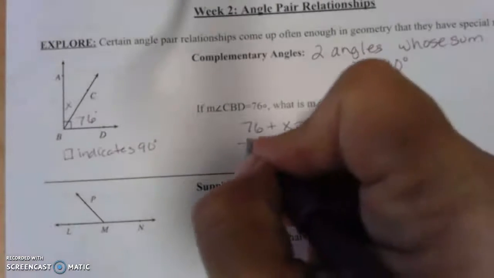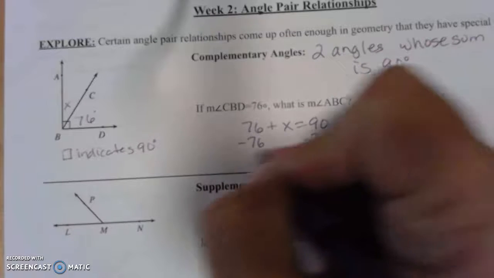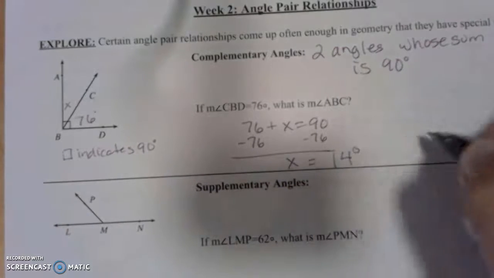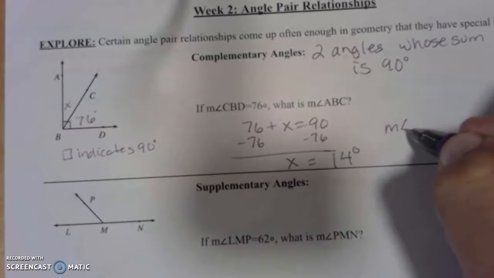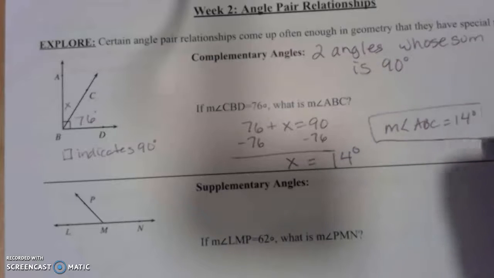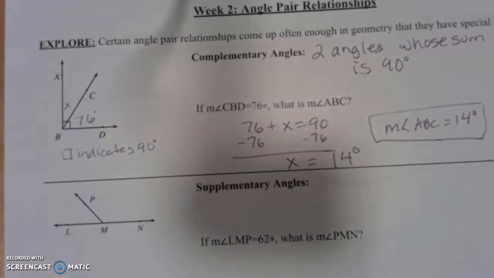And we're going to just subtract 76 from both sides. We're going to get X equals 14. So the measure of angle ABC is 14 degrees. That's how my final answer should be written.